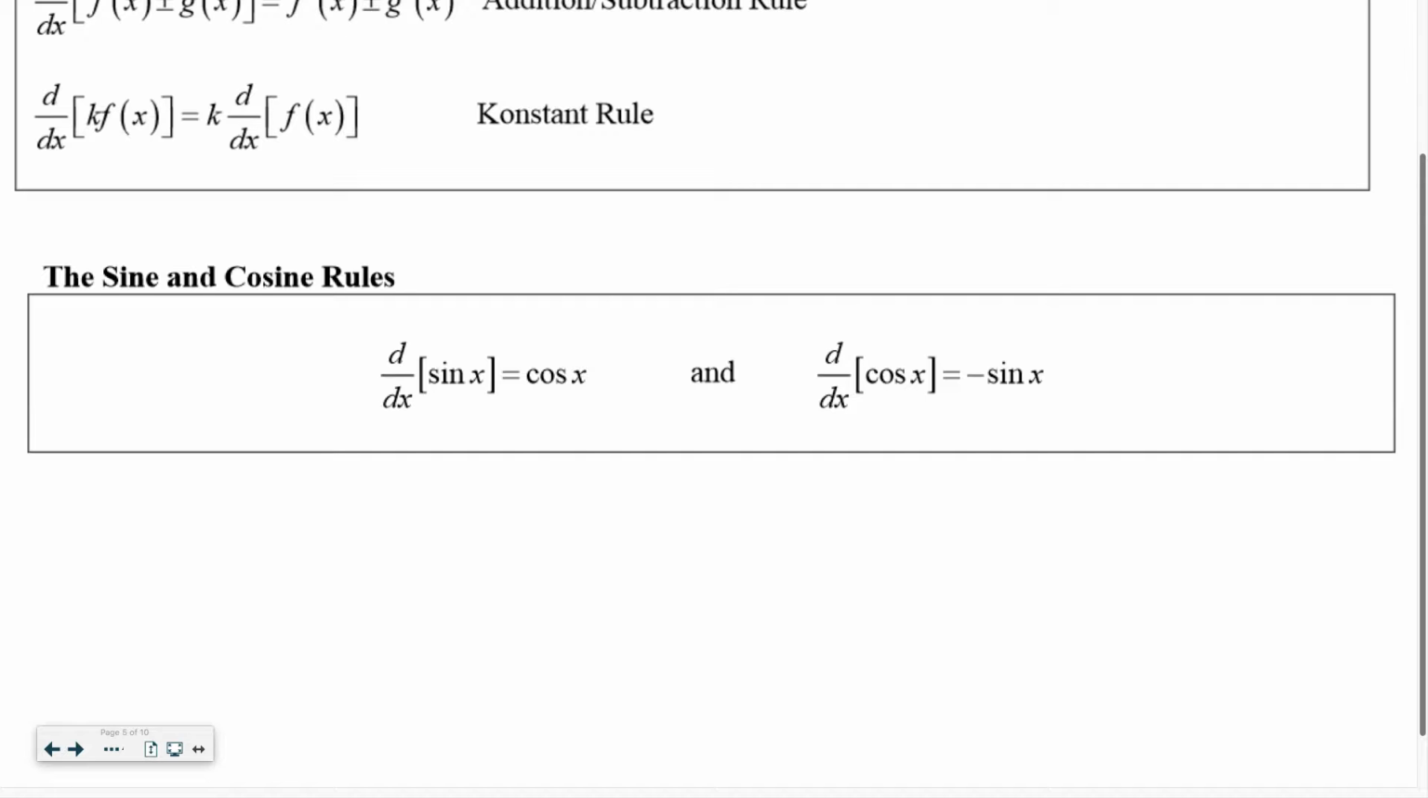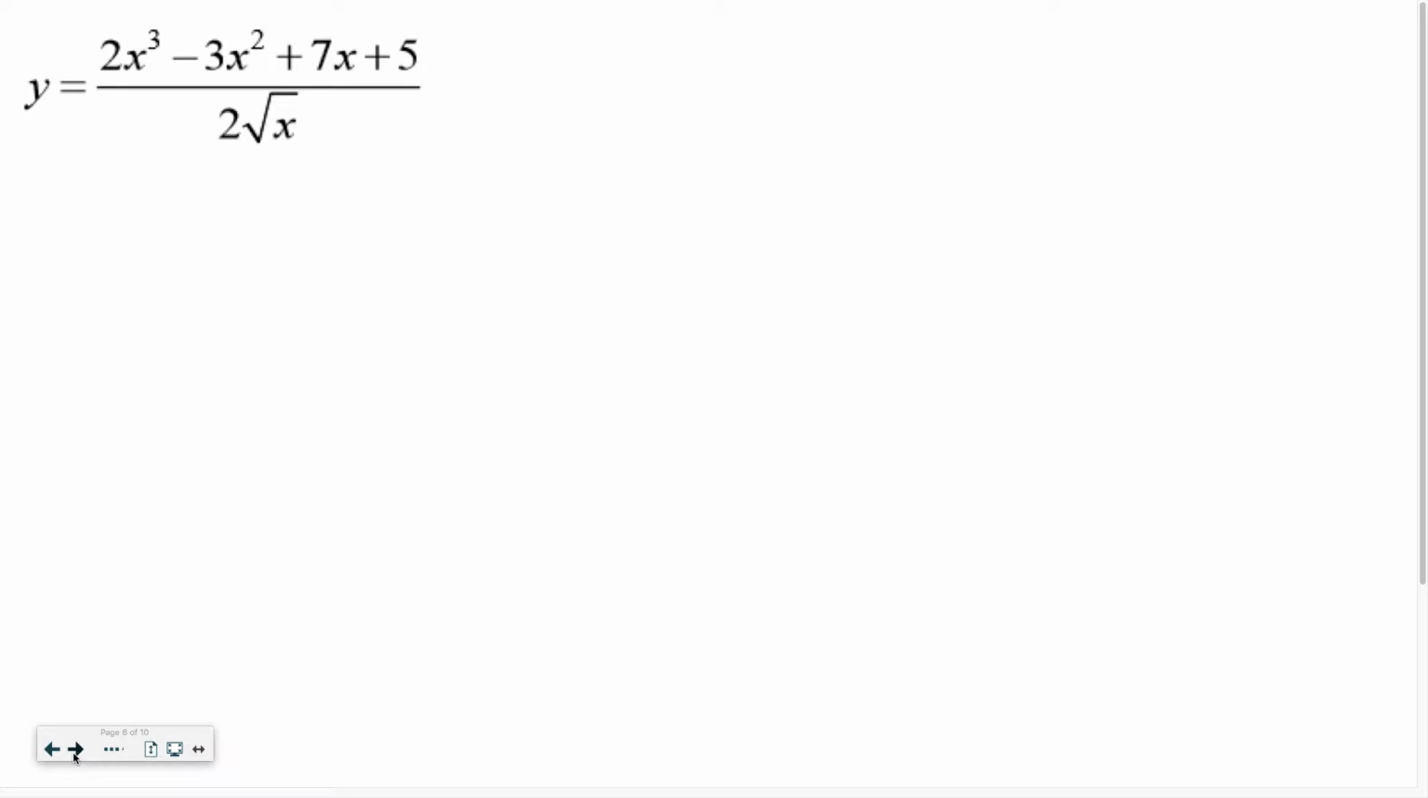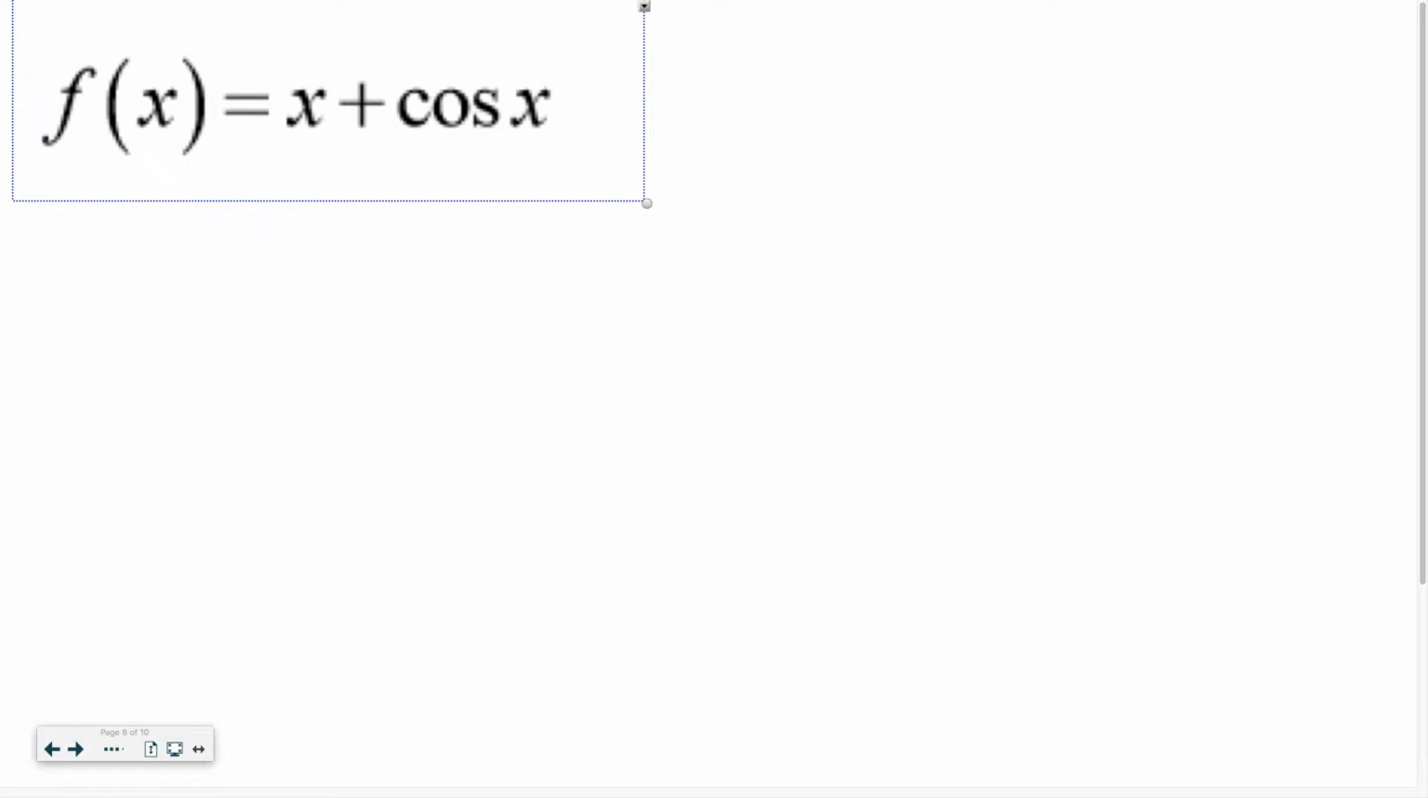Okay, so I was going to prove to you why these are true, but I'm going to go ahead and skip it. Is that okay? Yes. Okay, so I want to do this derivative.